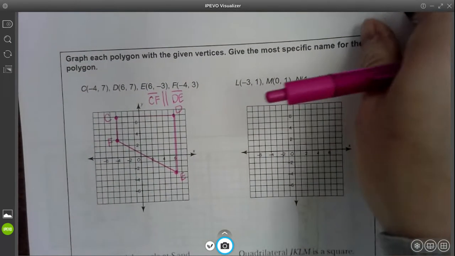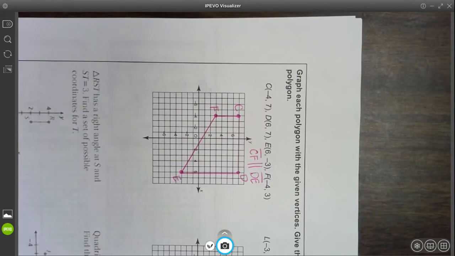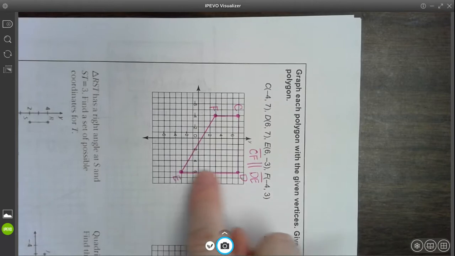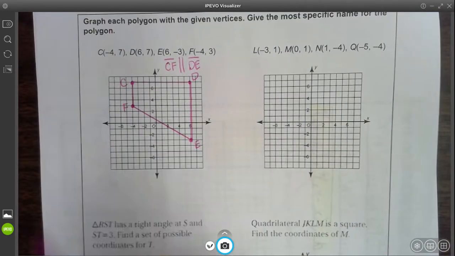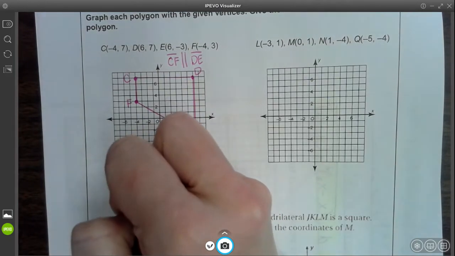And I don't know if it would help if I turn this for you, because a lot of times when we look at this shape, we see it this way with the parallel sides on the top and the bottom. That's called a trapezoid when you have exactly one pair of parallel sides.